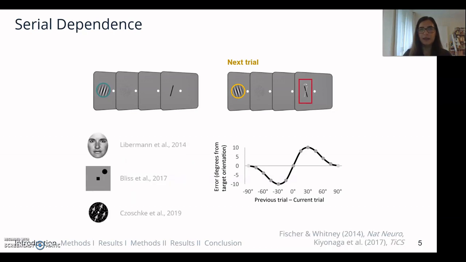Since then, serial dependence has been demonstrated in a variety of modalities, like faces, spatial positions, and motion directions. And furthermore, it has been shown that serial dependence most strongly operates between items that are spatially and temporally close to one another. Based on those characteristics, it has been hypothesized that serial dependence could be reflecting a beneficial mechanism that smooths visual inputs over time and thereby helps us to create the impression of a stable and coherent environment.